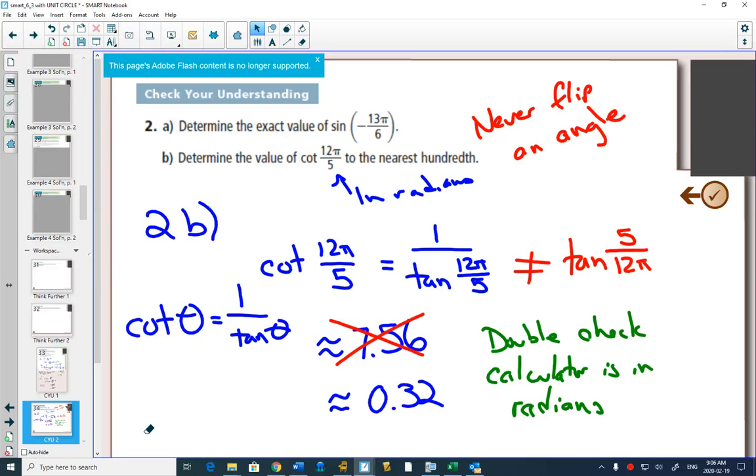But here, when I say cotangent of 12 pi over 5, does your brain do any kind of visual for yourself? It's like, I have no idea what that is. It's completely blank. There's probably not even a little bit that you visualize there. And I type it into my calculator, and I get 7.56, and I'm happy. I just have a number to write down. So we have to be careful with this.